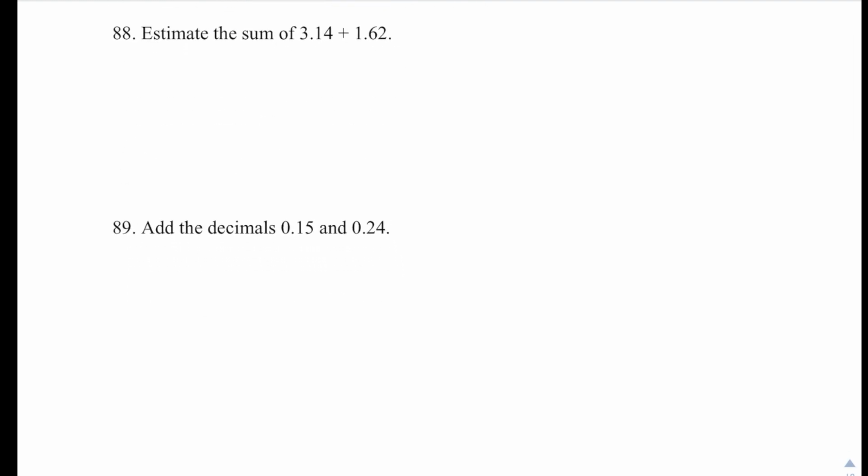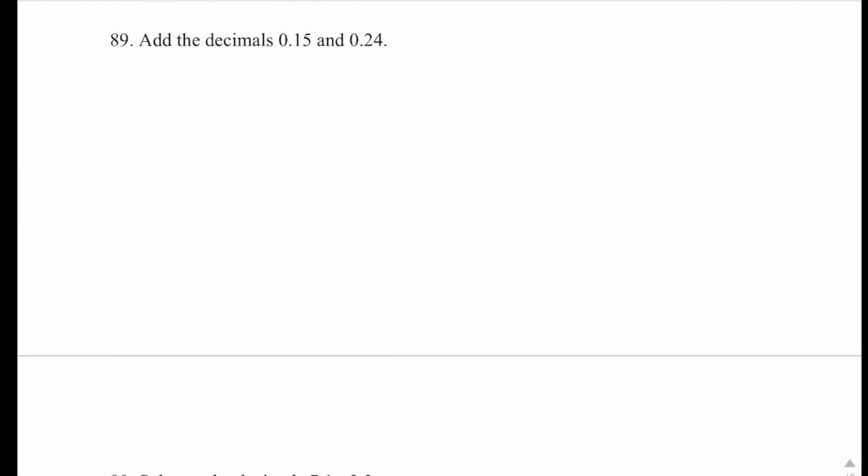Estimate the sum of 3.14 plus 1.62. So because it's asking to estimate, we take 3.14. Because the first number after the decimal place is a 1, we are going to round down, so this becomes 3. When we look at 1.62, the first number after the decimal is a 6, so we round up, but that's a 2. So we are going to do 3 plus 2 equals 5, and that is the answer.